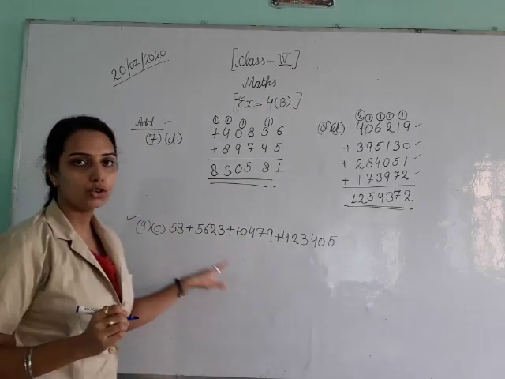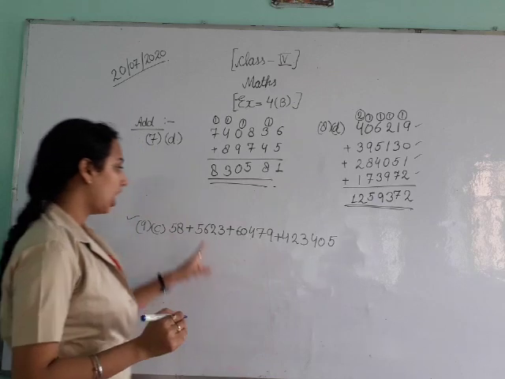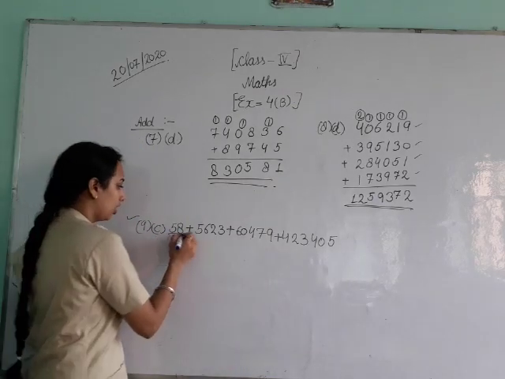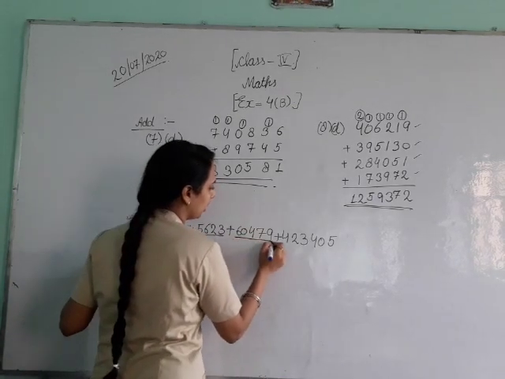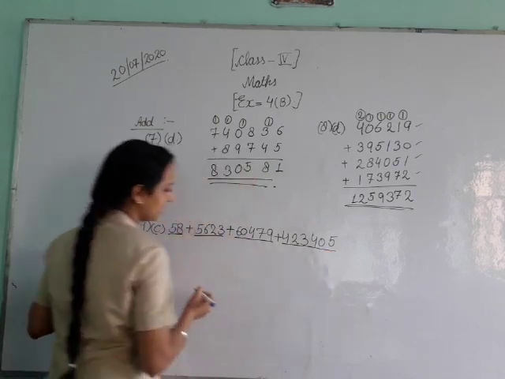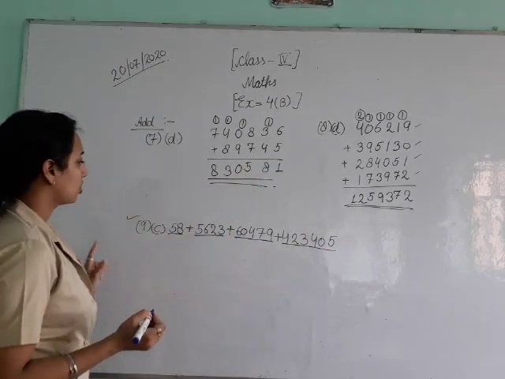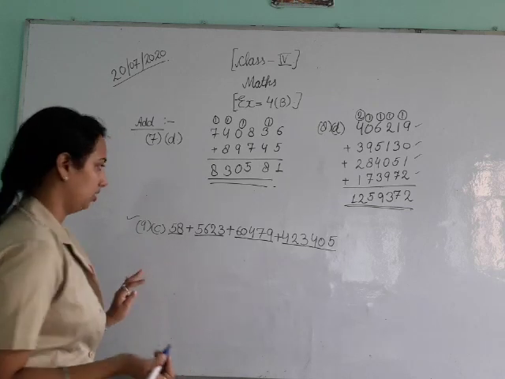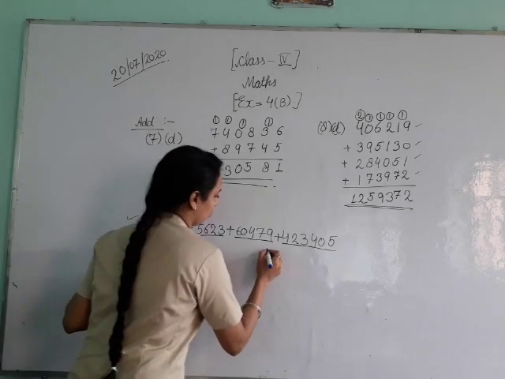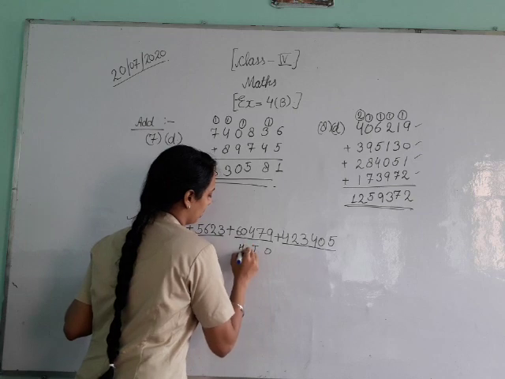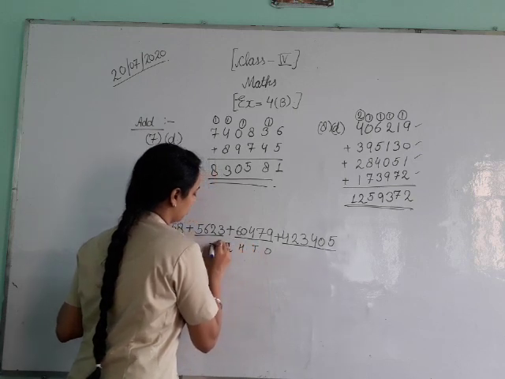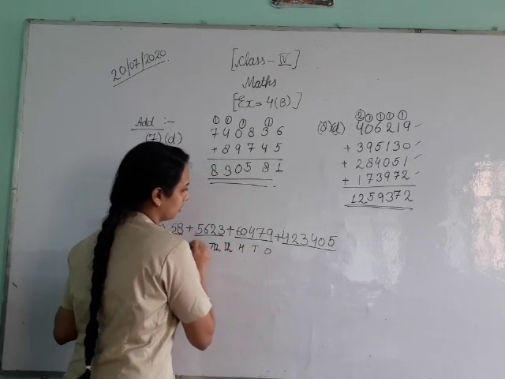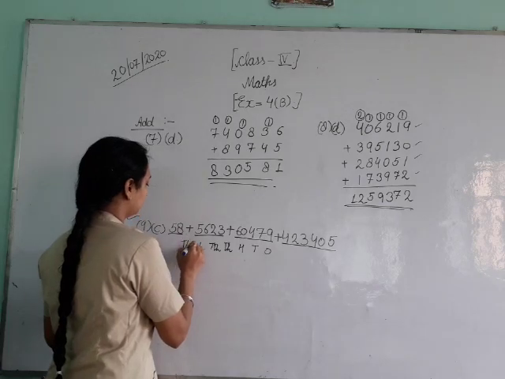The 9th question you have to do in your notebook. Okay. How we have to do? See. 1, 2, 3, 4. This is given. How will we write? First of all, the main thing is to put it in the column. So see. Ones, tens, 100, 1000, 10,000, lakh, 10 lakh.